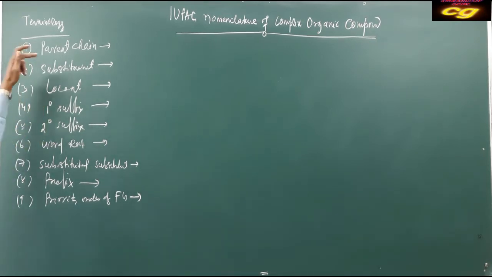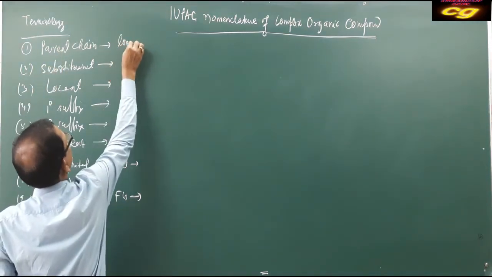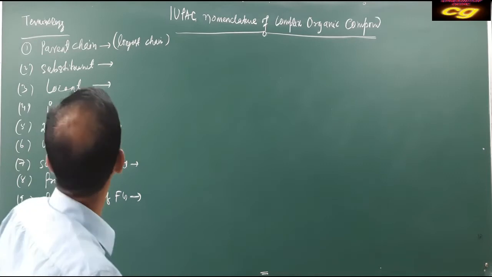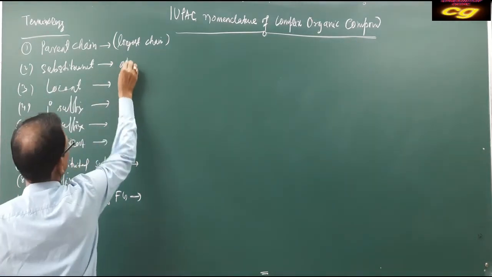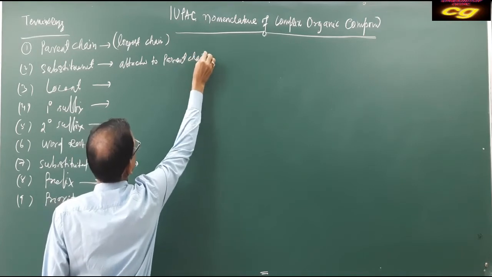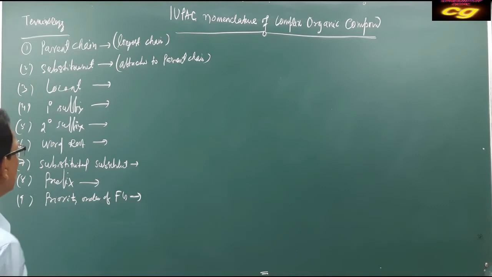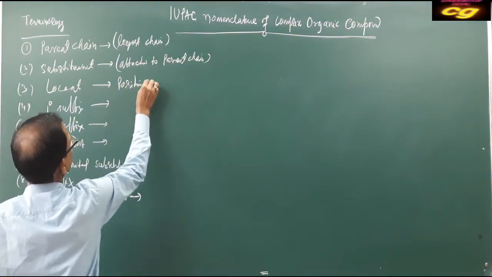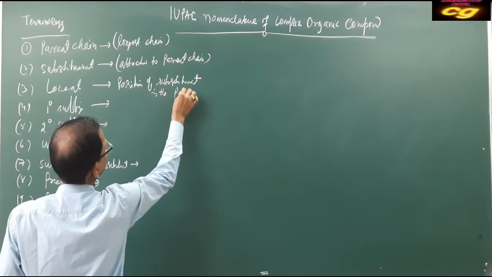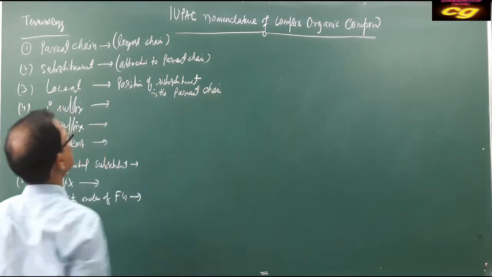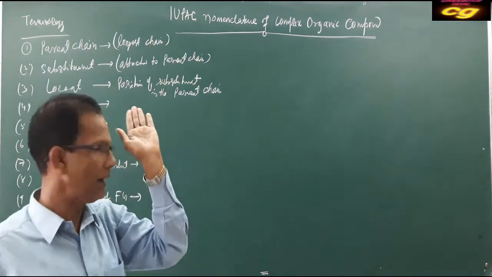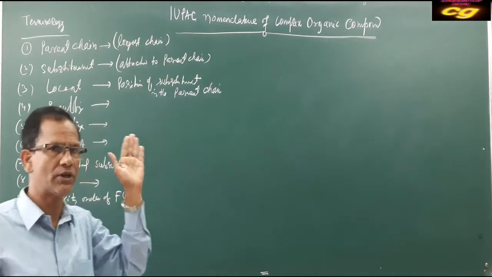Okay, but one thing remember, parent chain means longest chain. This is the longest chain. The longest selected carbon chain is called the parent chain. Substituent is what is attached to the parent chain. Locant means the position of the substituent in the parent chain, that is called locant. And suffix, we know, is written at the end of the nomenclature, the last part of the nomenclature, and prefix is the beginning.